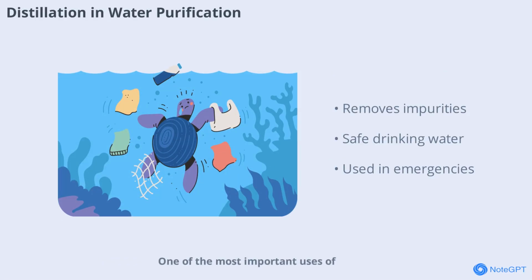One of the most important uses of distillation is in producing clean drinking water. By boiling water and collecting the condensed vapor, impurities such as salts and microbes are left behind. This method is especially valuable in areas where water sources are contaminated or scarce.